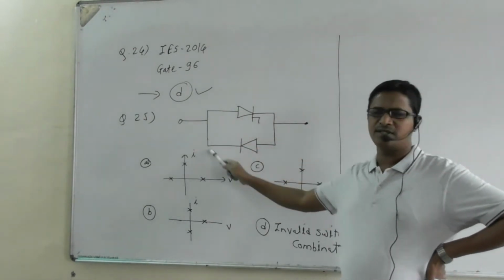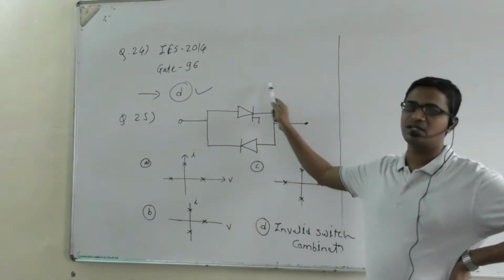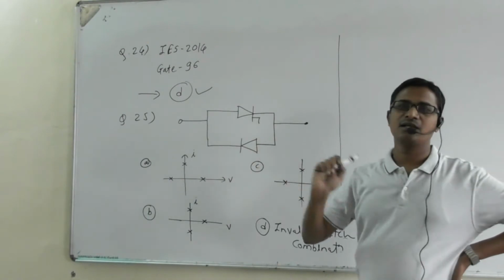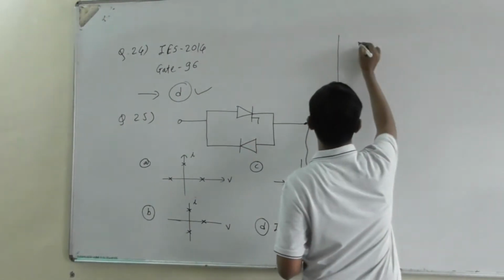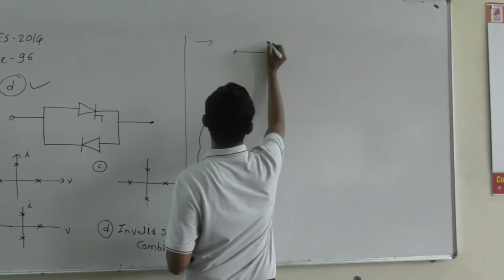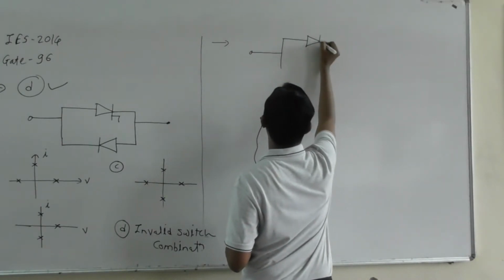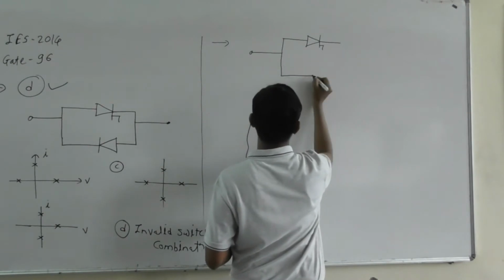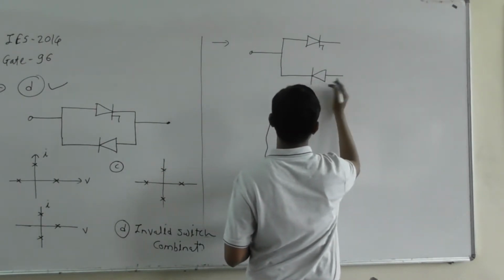VI operating points, static operating points on the VI plane for this full switch. Consider this full switch as a single diode. Now, in the answer, can we redraw the network? Same switch. We have one SCR and one diode connected in anti-parallel.